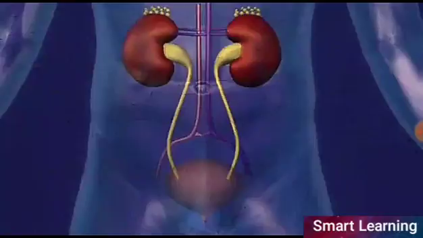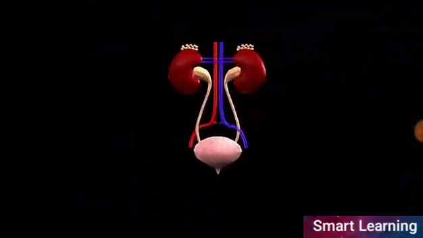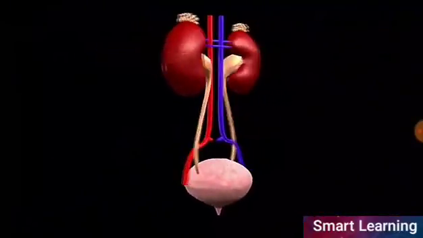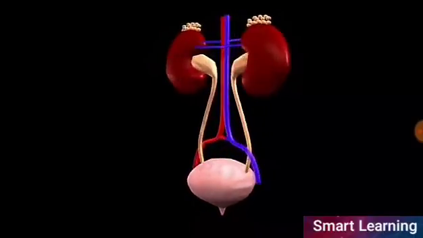Finally, the urine produced in each kidney moves into the urinary bladder through the ureters till it is released out of the body through the urethra, and removes the toxic metabolic wastes from the body.